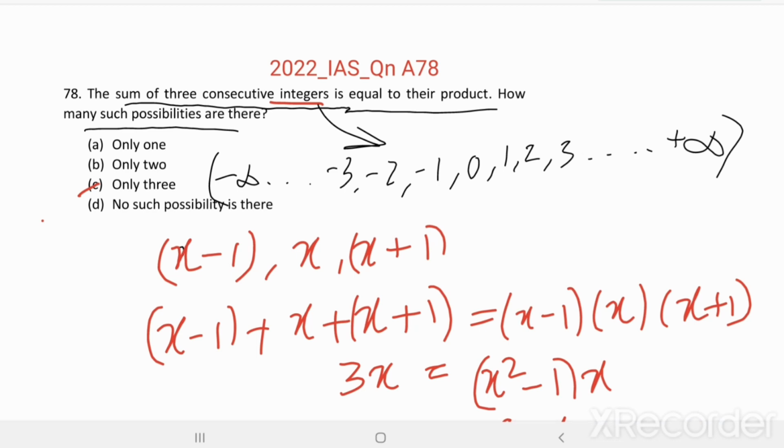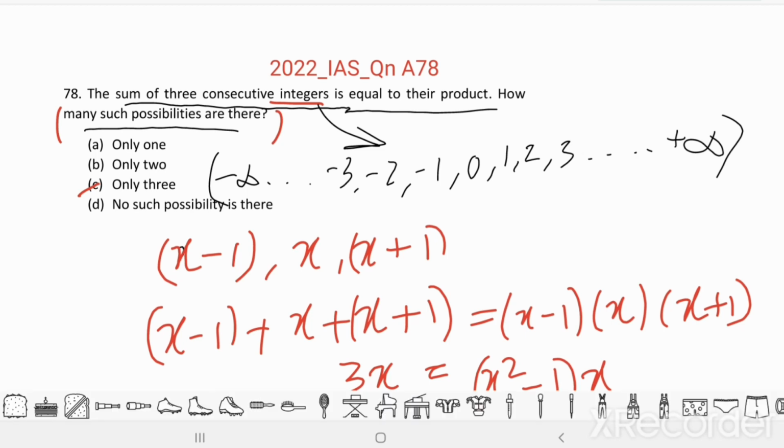The sum of 3 consecutive integers is equal to their product in 3 such sets of integers. Option C is the right answer.